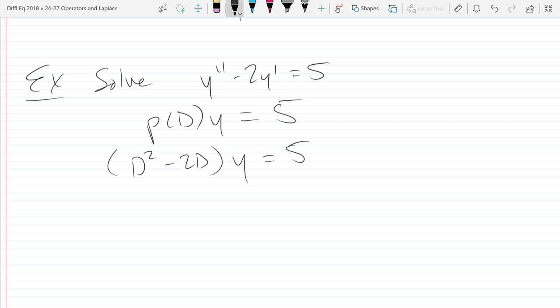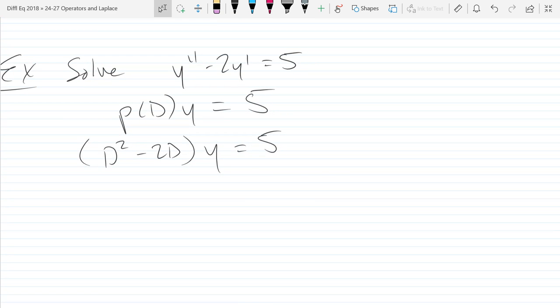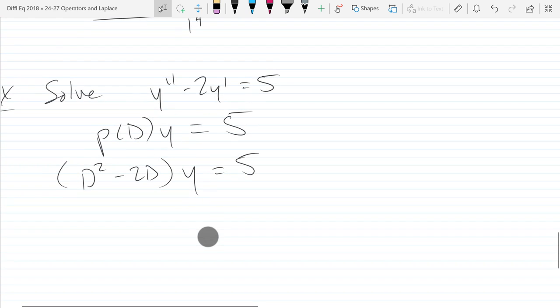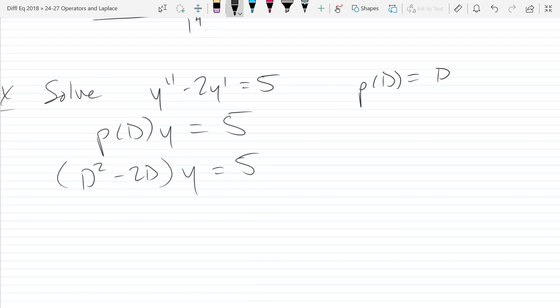So you should have gotten d squared minus 2d. There's no regular y term, so there's no constant term in our operator. So any questions on the operator right there, d squared minus 2d? So p of d is d squared minus 2d. So I need to find p inverse of d.